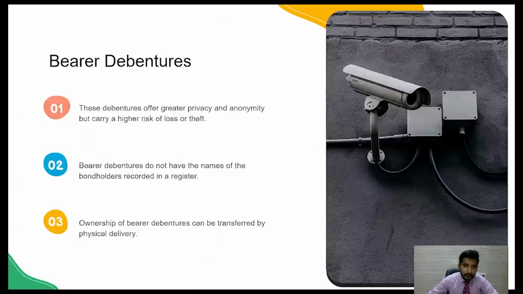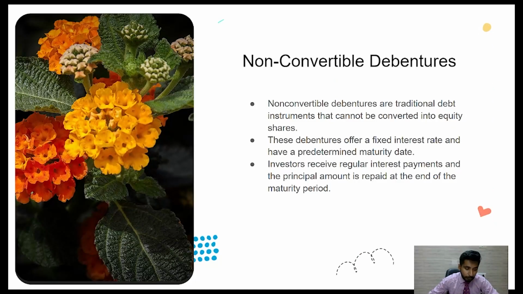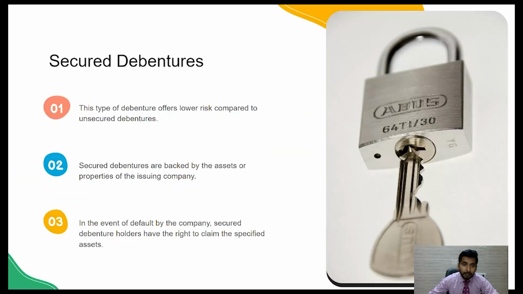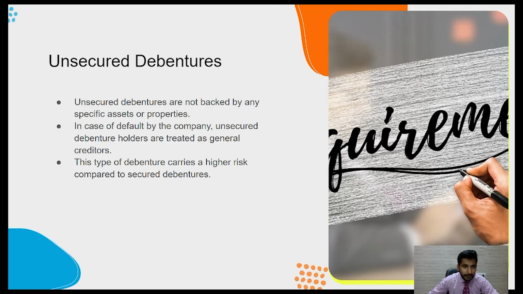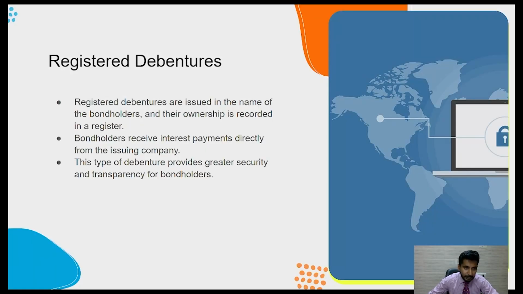Let's have a quick revision. So first of all, it is the convertible debentures, which can be easily converted into equity shares. Then come the non-convertible debentures, which cannot be converted into equity shares. Then the secured debentures, which are secured by some asset of the issuing company. Then the unsecured debentures, which are not backed by any asset of the company. Then the subordinated, which have higher risk, so that is why they get higher interest.